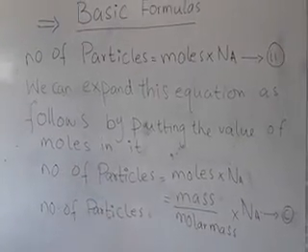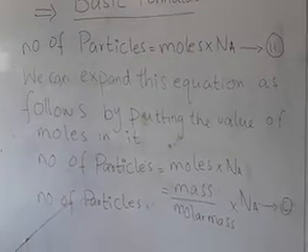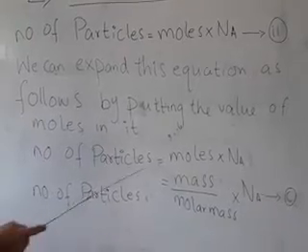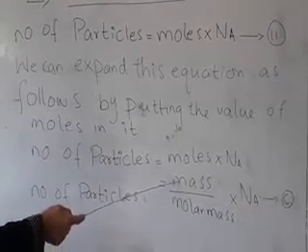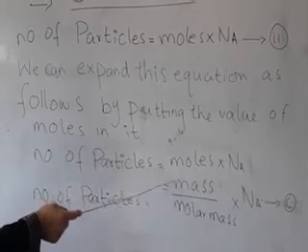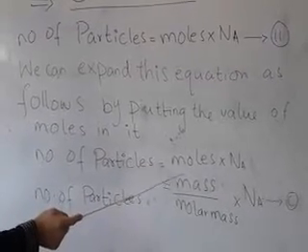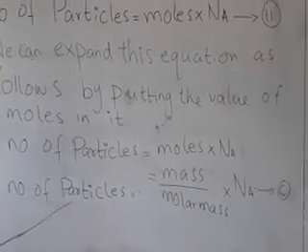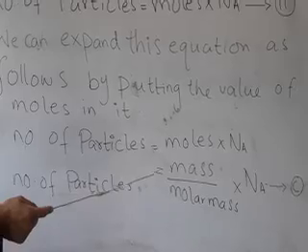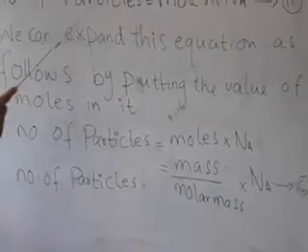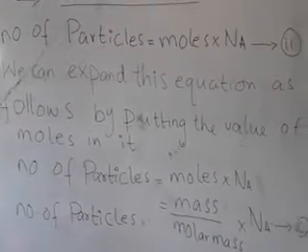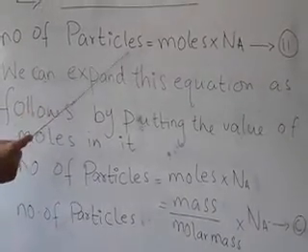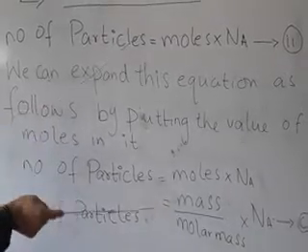Now the application of this formula. This formula can be applied to calculate the number of particles if mass is given in the question. So for a given mass of a particular substance, for a particular species, we can calculate its number of particles, whether molecules or atoms, applying this formula. While in equation number 2, we can calculate the number of particles only if moles are directly given to you. So that's the difference in these two equations.